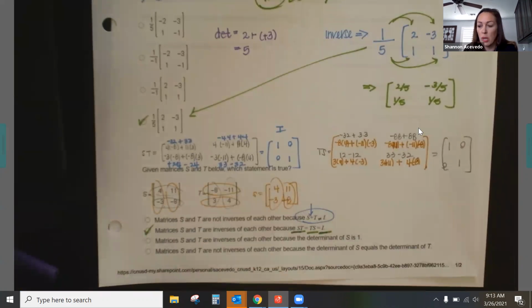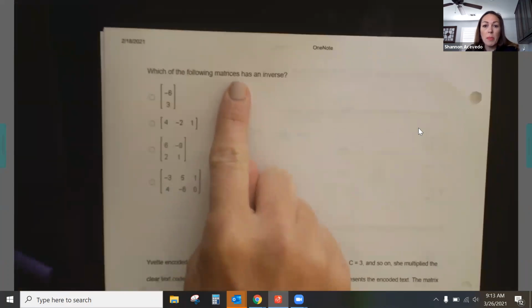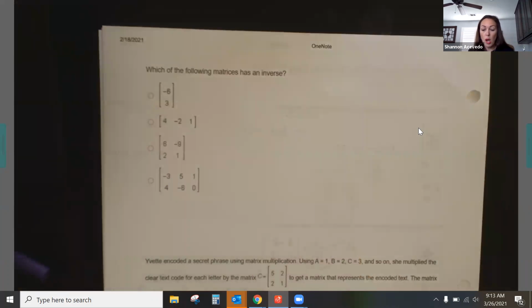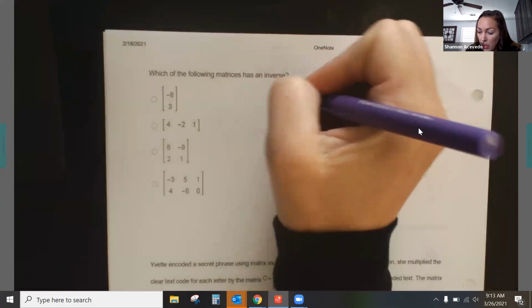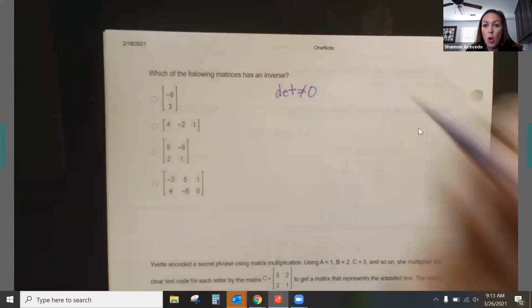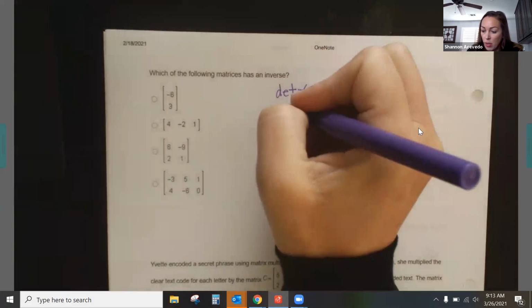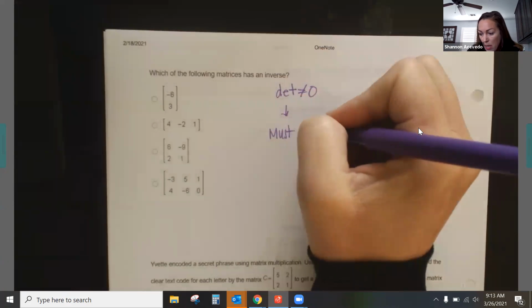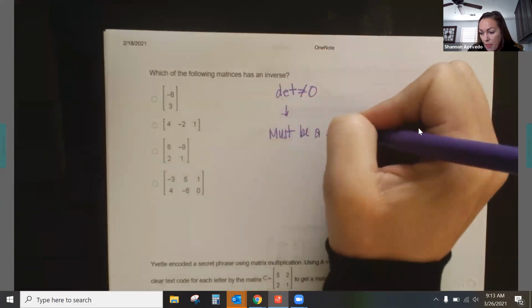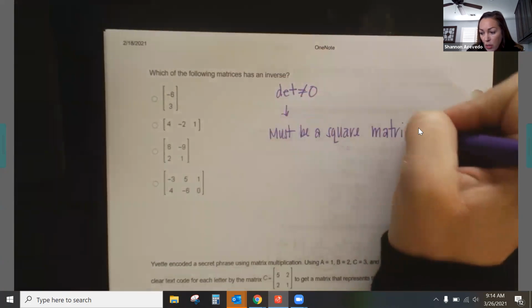Alrighty, well, my next one then, flipping it over, I have, which of the following matrices has an inverse? So remember, it has an inverse if the determinant does not equal 0. Well, in order to find the determinant, what kind of matrix are we working with? It must be a square matrix, right? It has to be a square matrix.